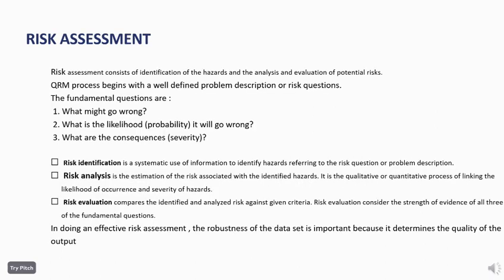Risk assessment consists of the identification of hazards and the analysis and evaluation of the potential risk. The QRM process begins with a well-defined problem description or risk question. The fundamental questions are: what may go wrong, what is the likelihood or probability it will go wrong, and what are the consequences or severity. Risk identification is the systematic use of information to identify hazards, referring to the risk question or problem description. Risk analysis is the estimation of the risk associated with the identified hazards.